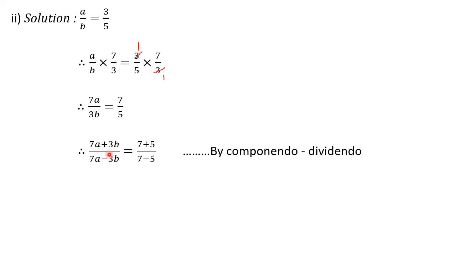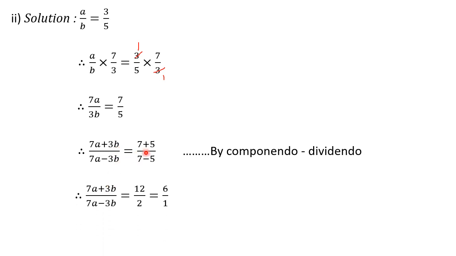7a plus 3b upon 7a minus 3b is equal to 7 plus 5 upon 7 minus 5. Write down the reason: by componendo dividendo. But see the question, in the question exactly the opposite we have here. Okay, and to get that step we have to go for invertendo. Okay, please take a note that when you are using componendo dividendo you have to write plus in the numerator and minus in the denominator. You cannot write it the reverse way. So to get that answer we have to go for invertendo. We have to make one more step.